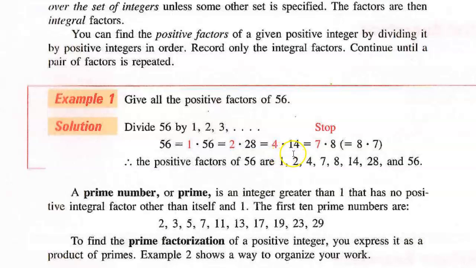5 didn't work, 6 did not work, but 7 divided in evenly. 7 times 8 is 56. Now, when the authors try the next number after 7, which is 8, they would end up getting the same pair of factors that they just discovered, a 7 and an 8. So they stopped at that point. So the positive factors of 56 are the numbers 1, 2, 4, 7, 8, 14, 28, and 56. They are the only positive numbers that divide evenly into 56.